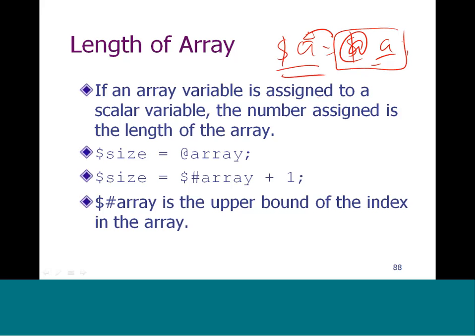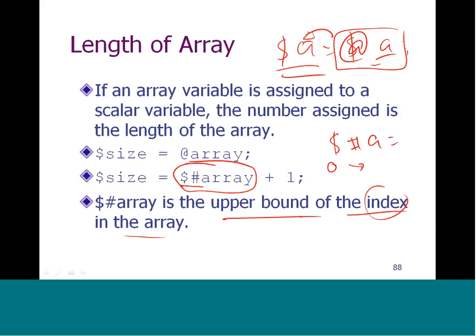There is also a special variable which is $#array. This stores the upper bound of the index in the array. What that means is the index of the last element of the array is stored in this variable. So for example in this case, $#a will hold the index of the last element. Typically the array goes from 0 to the index of the last element. So usually we want to add 1 to the last index to get the number of elements, because it starts with 0.